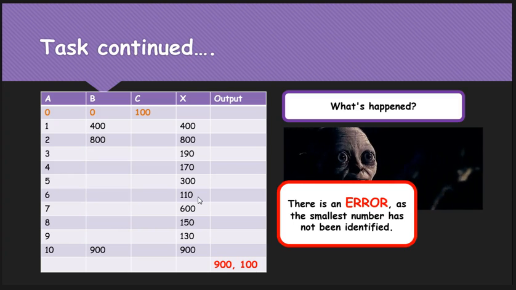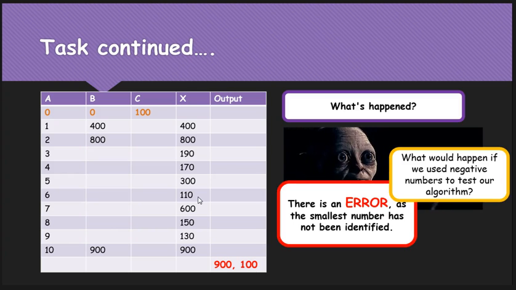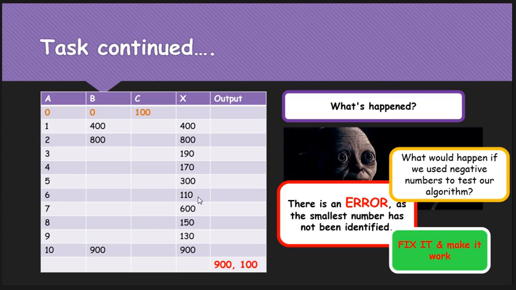So how do we solve this? Well, what would happen if we used a negative number to test our algorithm? Well, you'd get the same errors. So we're going to try and fix it. In the next slide, I'm going to show you how we would actually fix this problem.